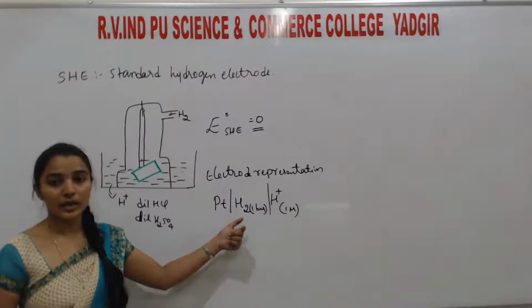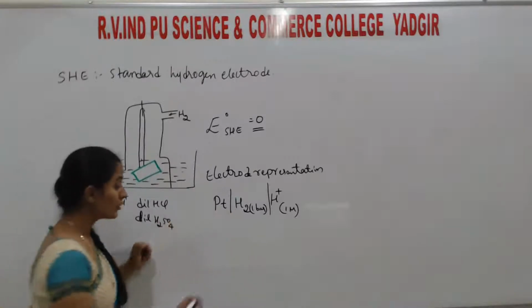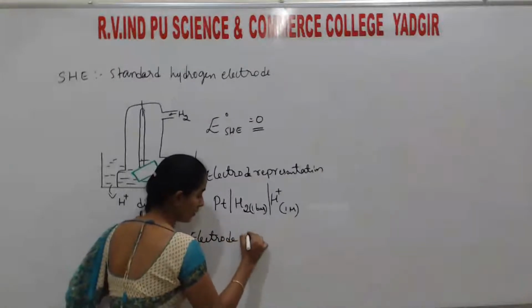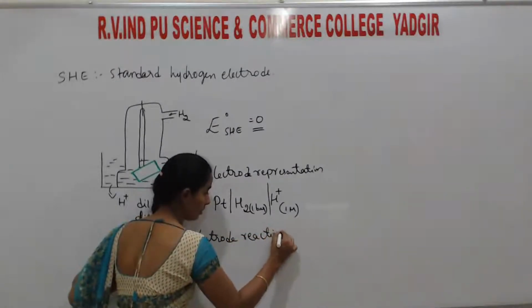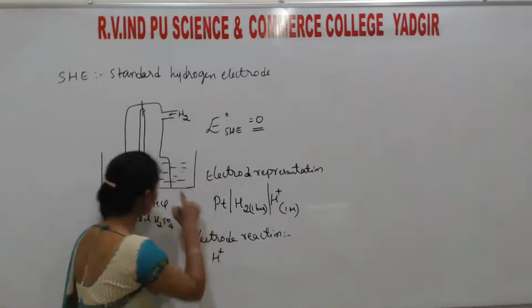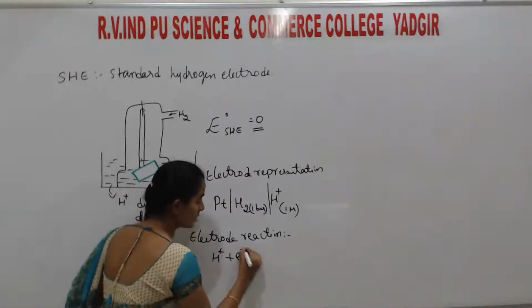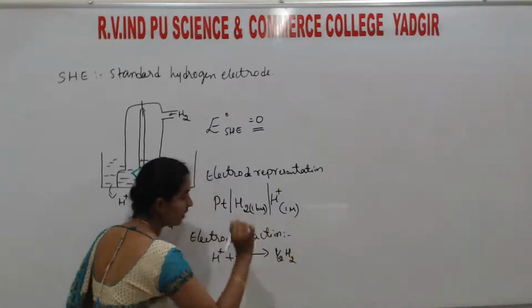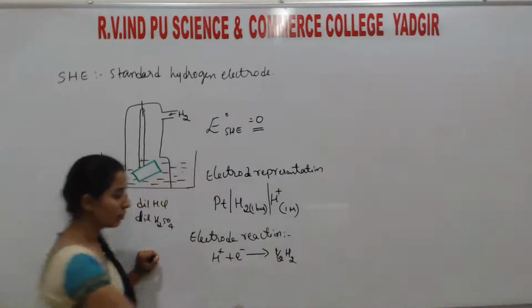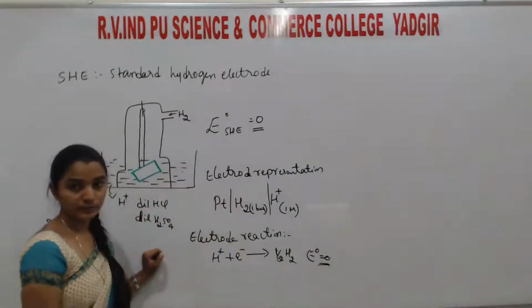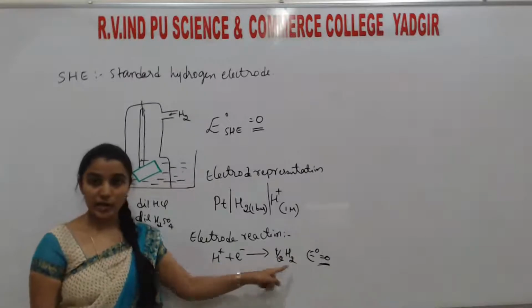Standard hydrogen electrode. Okay? So electrode reaction. What is the reaction that happens there? What happens here? So H plus ion from this concentration accepts an electron to form H2. This is the reaction. So the E naught of this is how much? 0. This is the electrode reaction.